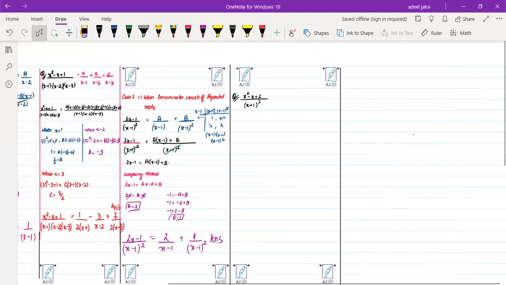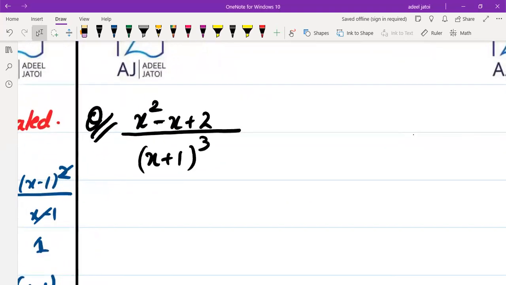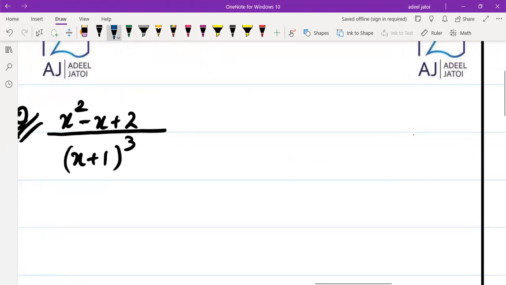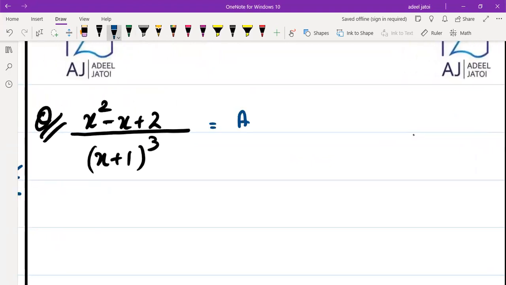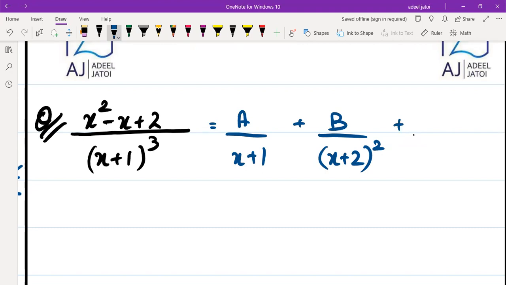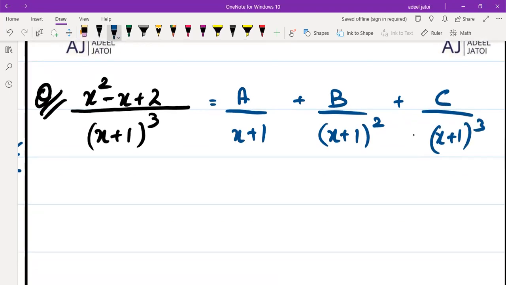Okay, let's do the other example, that is (x square minus x plus 2) upon (x plus 1) cube. Now, this bracket will be opened as a upon x plus 1, b upon (x plus 1) whole square, and c upon (x plus 1) cube. I'll just correct this thing now. This is x plus 1 whole square and x plus 1 cube. Because all the brackets will be the same as x plus 1 cube, right?